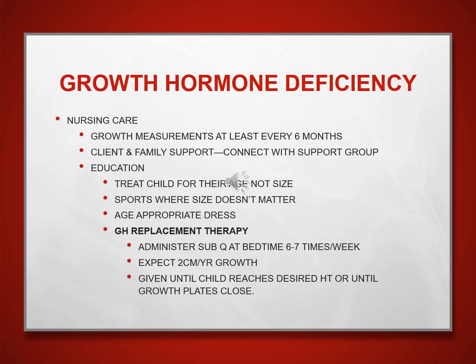Say a child has been diagnosed with a growth hormone deficiency. Some nursing care that you will be responsible for are growth measurements being obtained at least every 6 months. The child and family are going to need lots of support, so you're going to need to connect them with support groups and then provide education. You want to treat the child for their age, not their size. Again, they're going to appear younger than normal, but mentally they aren't, so you need to be looking at and assessing that.